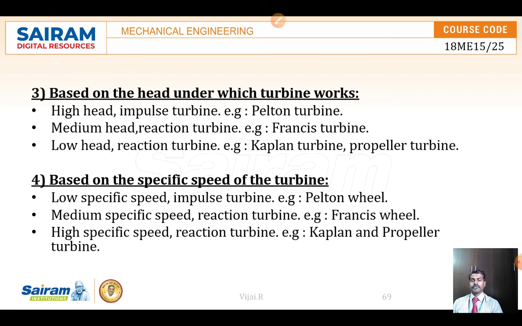According to the speed of a turbine, it will be divided as a low specific speed, medium speed, and high speed turbine. The Pelton wheel turbine is a low speed turbine when compared to the Francis turbine, which is a medium speed turbine. And high speed is in the case of reaction turbines, the Propeller or Kaplan turbine; we call them high speed turbines.